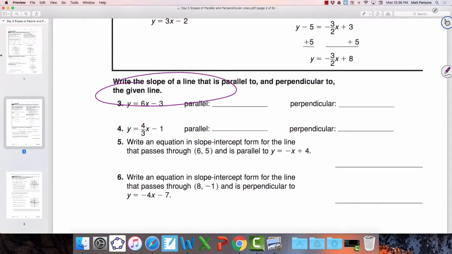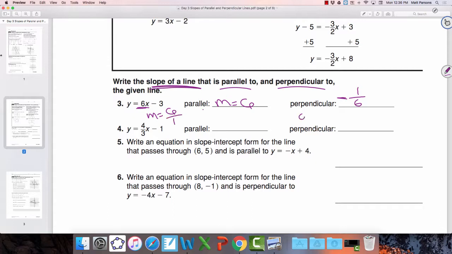So in problem number 3, it steps you through it. If I give you y equals 6x minus 3, write the slope of a line that's parallel and perpendicular. So parallel, my m is going to be 6. It's not going to change. For my perpendicular, it's going to be 1/6, and it's going to be negative. So my m here is 6/1. So parallel doesn't change it, but perpendicular, opposite and reciprocal.